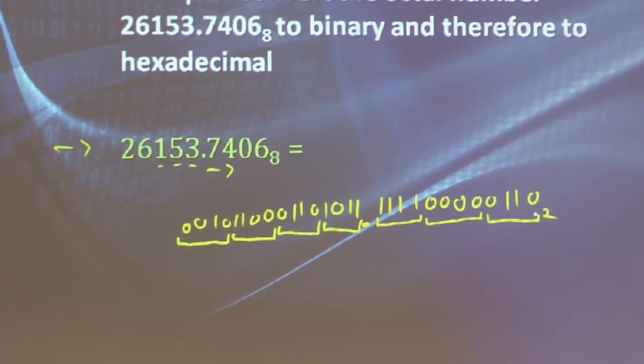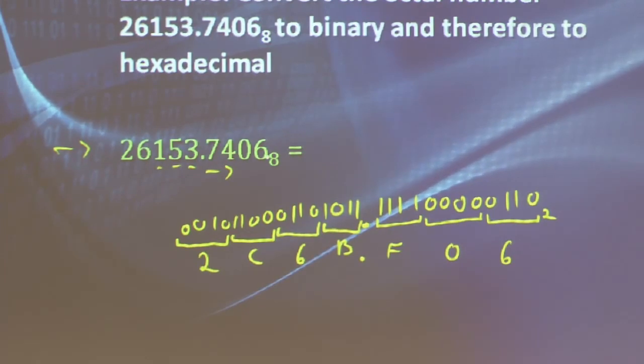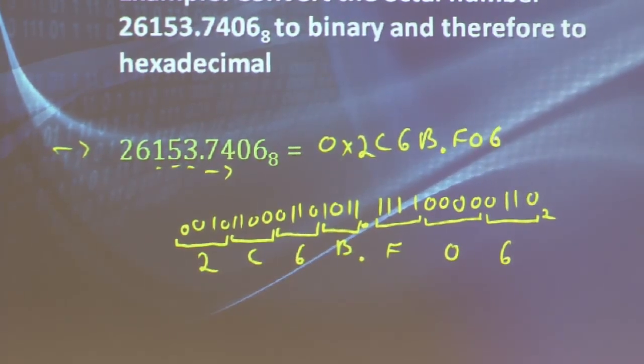And now I will take each one of those 4 bits and convert them to hexadecimal directly. 1, 0, 1, 1 is a B. 0, 1, 1, 0, 6. 1, 1, 0, 0, C. 0, 0, 1, 0, 2. Point. Correct me if I'm wrong, by the way, because I don't always get it right. 1, 1, 1, 1, F, 0, and 6. And then I'm just putting it all back together. So this number here will be the hexadecimal 2C6B point F06.